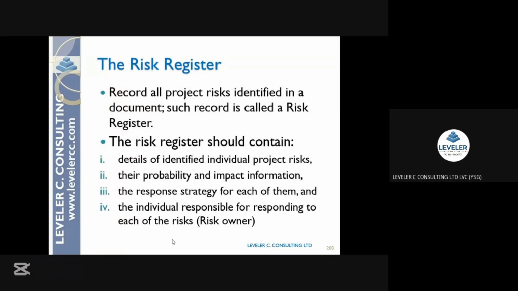Then at the end of the day, you are going to have your risk register. Record all the project risks you identify in a document. Such a record, we call it a risk register. That risk register will contain details of individual project risks, their probability and impact, the likelihood that they will occur, and the response strategy for each of those risks. You understand? Those are what you need to do.